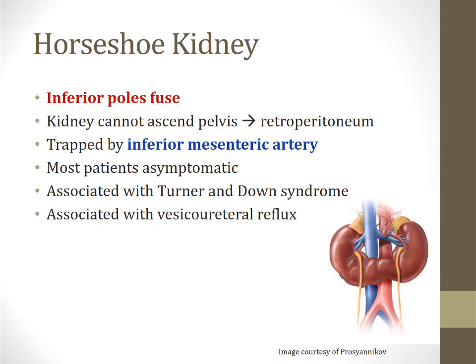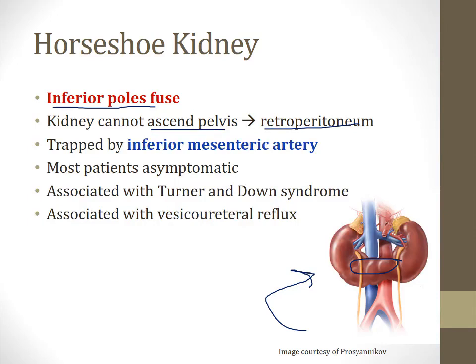Horseshoe kidney is a developmental anomaly of the kidneys where the inferior poles of both kidneys fuse. It looks like what's drawn on the screen here. You can see that the bottom or inferior portions of both kidneys are linked together. That's called a horseshoe kidney. When this happens, the kidneys cannot ascend in the pelvis, which they normally do during development, to rise up and settle in the retroperitoneum. They will therefore be lowered down in the pelvis.